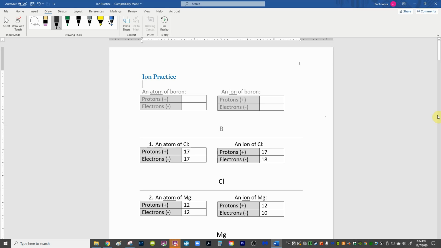Here's how you do this worksheet. I want you to figure out what charge goes on the edge of boron there, or any element. The first one you're going to do is chlorine, but I'm going to show you boron as an example.